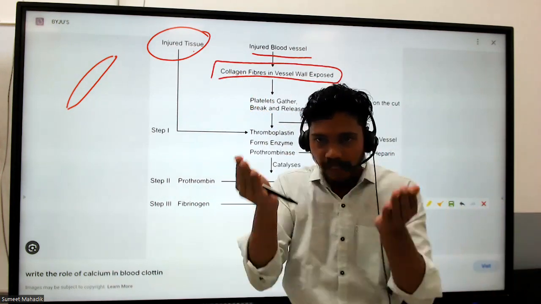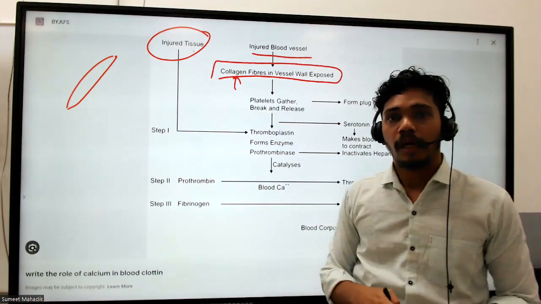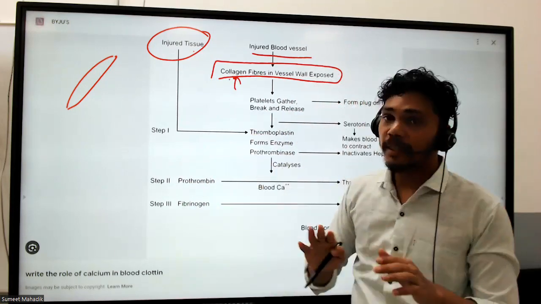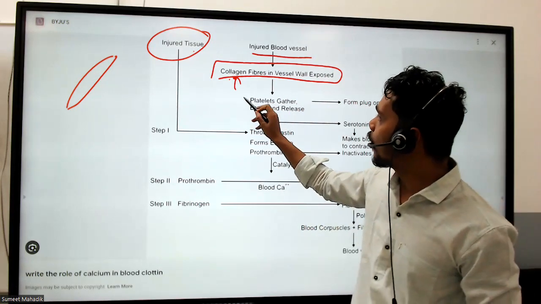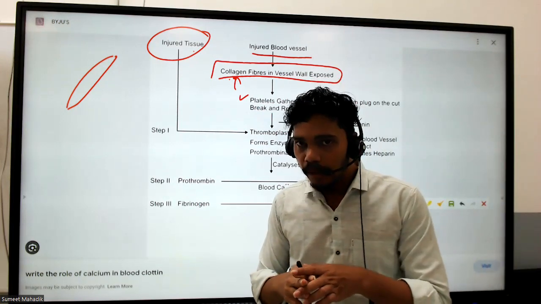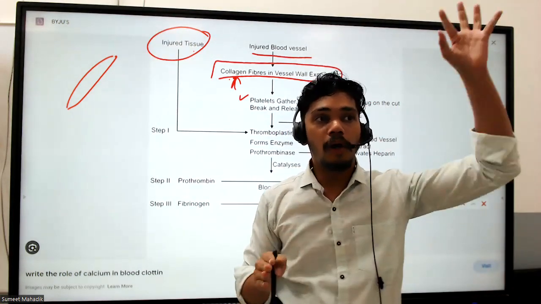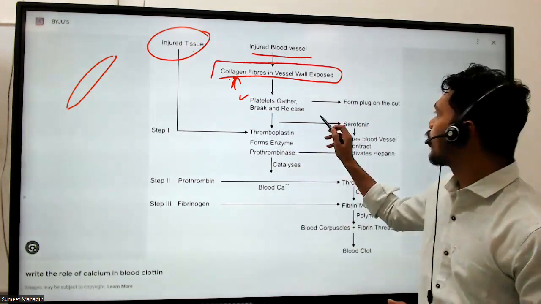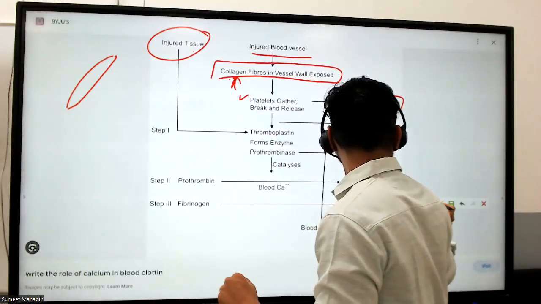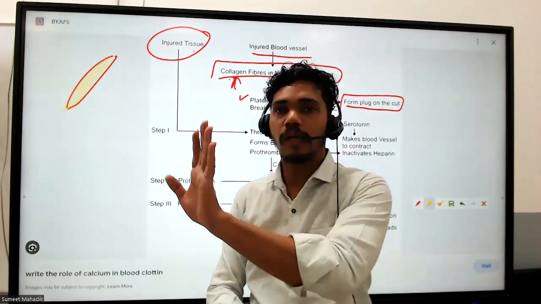If the wall breaks off, what is going to happen? Collagen fibers, which you must have studied in 9th, 10th standard, break off, so they activate the platelets. They act like an alarm here. Collagen fibers break off from the vessels and call all the platelets to gather. Once they gather, a plug forms on the cut. So the first thing they do is form a plug, and you can see little blood is coming out right now.